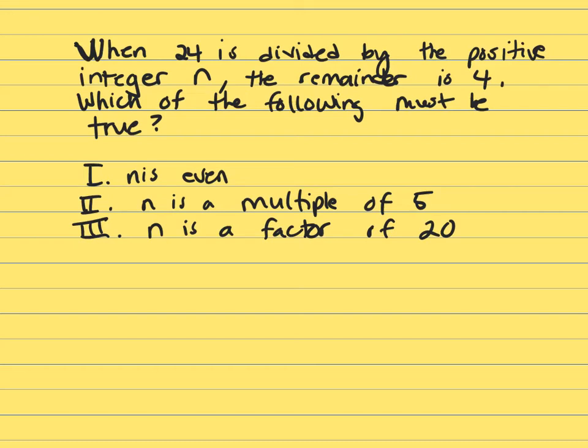When 24 is divided by positive integer n, the remainder is 4. When 24 is divided by n, the remainder is 4. Well, what's the only number that you can divide into 24 and get a remainder of 4? You want to get a remainder of 4.